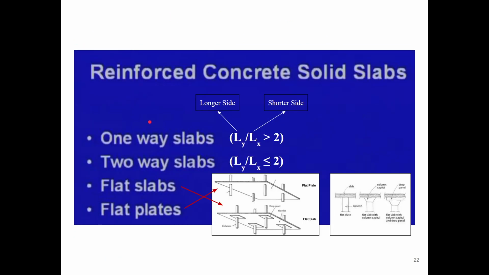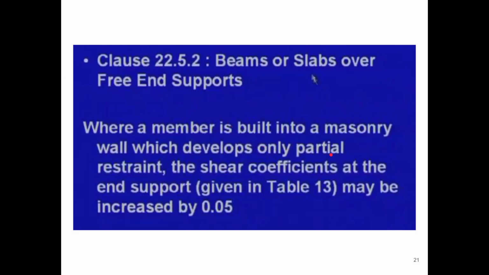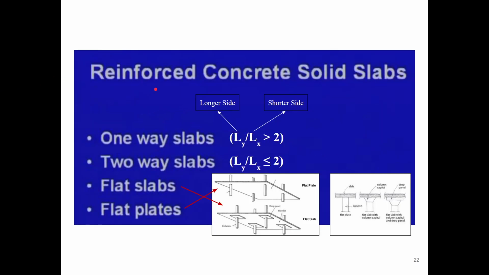So now let us go into slabs in more depth. If you see the reinforced concrete solid slab, there are four types. These two are the most common, and these two we will be using mainly in our design and in our course. There are four cases of slabs: one way slab, two way slab, flat slab, and flat plates. So, one way slab.